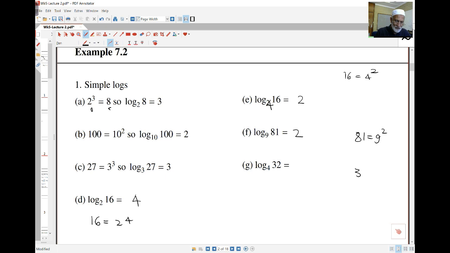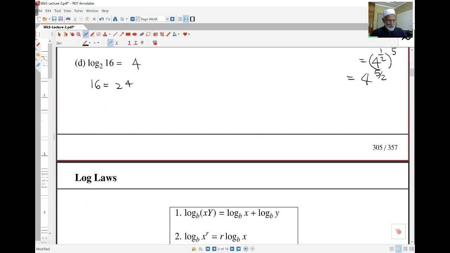And 32, tricky, is actually 2 to the 5. Now 2 is the square root of 4, so that becomes 4 to the 5 on 2. So 32 is 4 to the 5 on 2, and the log of 32 to the base 4 is 5 on 2. Here I require to express 32 in terms of 4 first before I can write it as a log. That's how all those work.